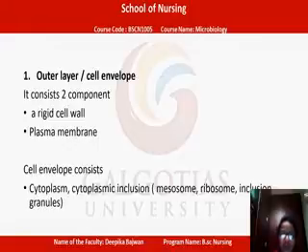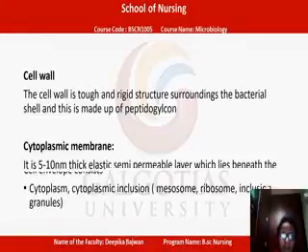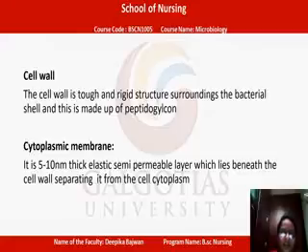Now the cell wall. The cell wall is a tough and rigid structure surrounding the bacterial cell. It is the outer layer, and it is very rigid because it maintains the shape of the bacteria, and it is made up of peptidoglycan. Second is the cytoplasmic membrane. This is the innermost layer, present after the cell wall. This membrane separates the cytoplasm, a transparent fluid, from the cell wall.